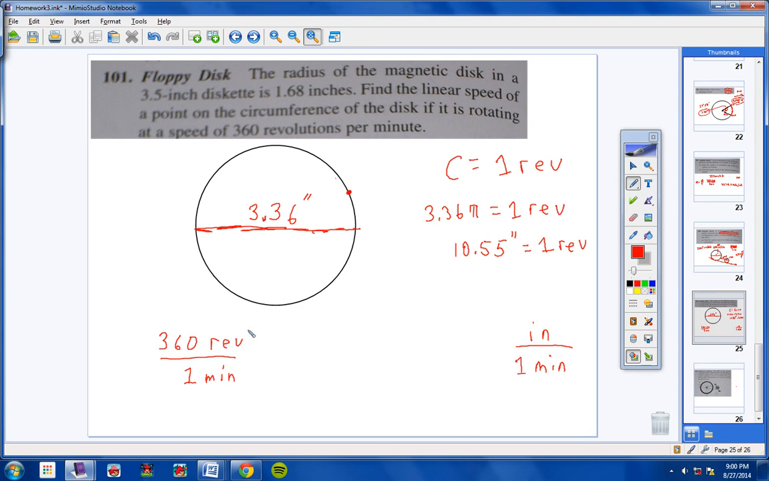We have 1 minute, and of course 1 minute equals 1 minute. And now we've got to convert our revolutions to inches. Well, 1 revolution is 10.55 inches. I have 360 revolutions, so I'm going to take 360 times 10.55. All right, let me grab my calculator and do that real quick. And if you do that correctly, you're going to get 3,798 inches. Okay, so 3,798 inches per minute. All right, so that's it. This is one of the easiest ones we've done so far, not too difficult, okay?